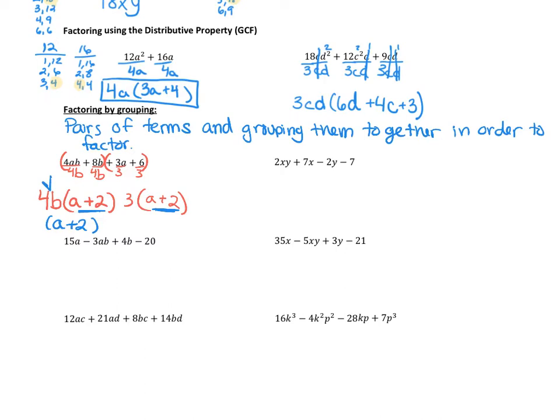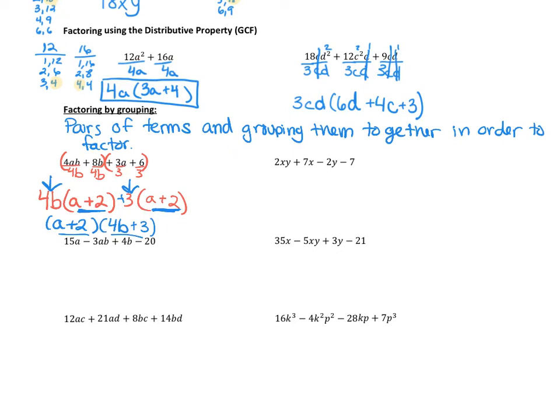Then I take the front numbers, so in this case the 4A or 4B, excuse me, and the 3, and those are going to go in the second parentheses. I'm going to put a plus between them because this 3 was a positive 3. If it was a negative 3, I would have put a minus between them. So again, you're going to take that part that's the same, write that just one time, and then take the 2 front parts and put them together in a parenthesis.